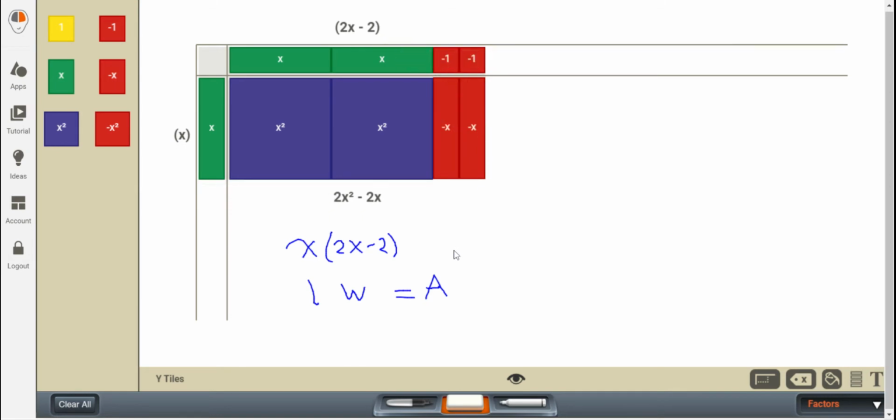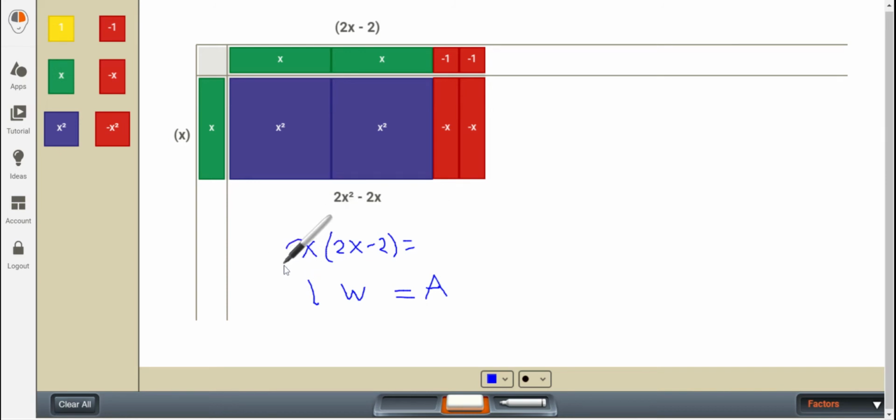And take a look at this. That is my area model. This is the expansion of this expression, the product, if we want to look at it that way. So this is the area as well: 2x squared minus 2x. So that is the first example of how we multiply, in this case, a monomial.